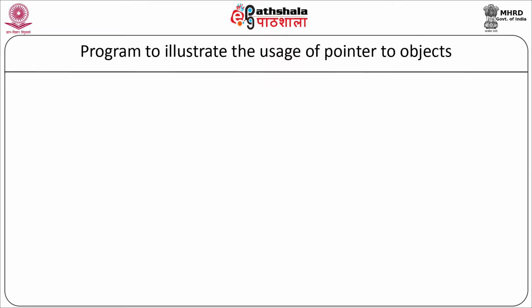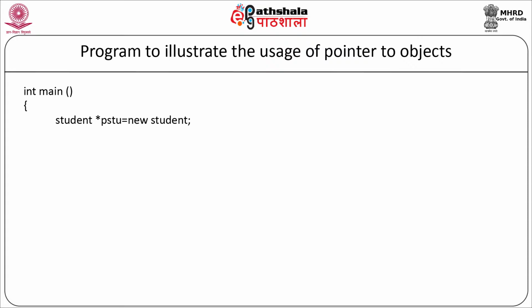Now we will write the main program as int main. We will declare the pointer here as Student *pstu = new Student. Now instead of declaring the object here, we have declared the student using the new keyword. So we are declaring the pointer to the student class using the new operator. Now we are going to call the member functions using the pointer.